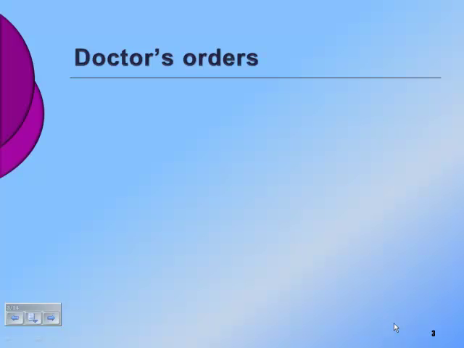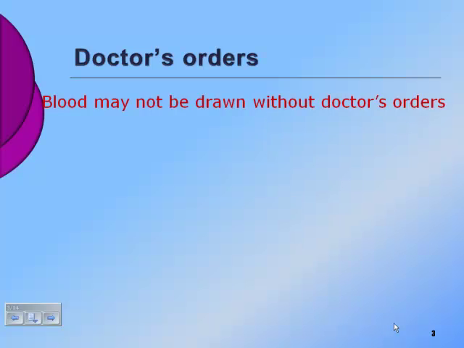The first step in drawing blood is to obtain a doctor's order. Blood may not be drawn without a physician's specific order. This may be written on a prescription pad, it may be faxed in, it may be written in the patient's chart, or it may be part of a doctor's standing orders in regards to hospitalized patients.